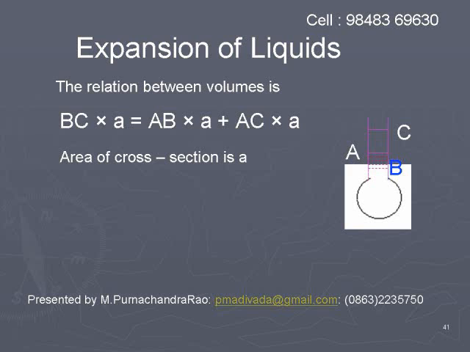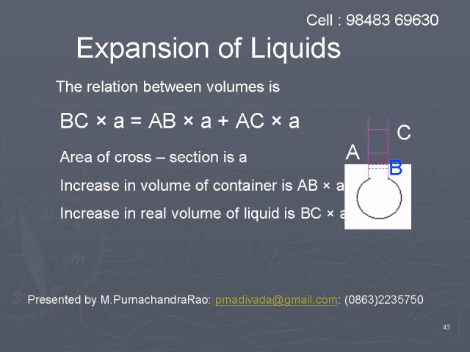Here, BC into A is the real increase in volume of the liquid, AB into A is the increase in volume of the container, and AC into A is the apparent increase in volume of the liquid. Like this we can calculate the increase in volume of the liquid.